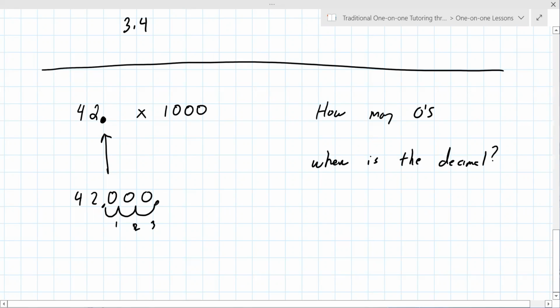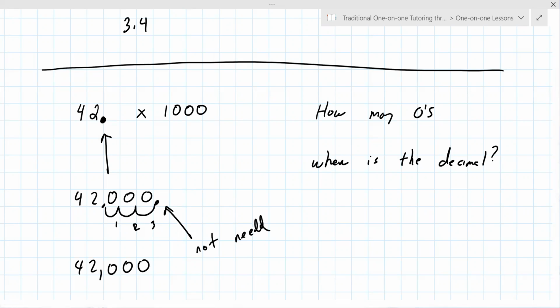Okay, so the decimal is all the way over here to the right again, but it's not needed. So this is 42,000. Any questions on that? What about the 42? Can it be like 40.2, or does it always have to be 42 point? It's 42 point, but you don't write it unless there's something to the right of the decimal.